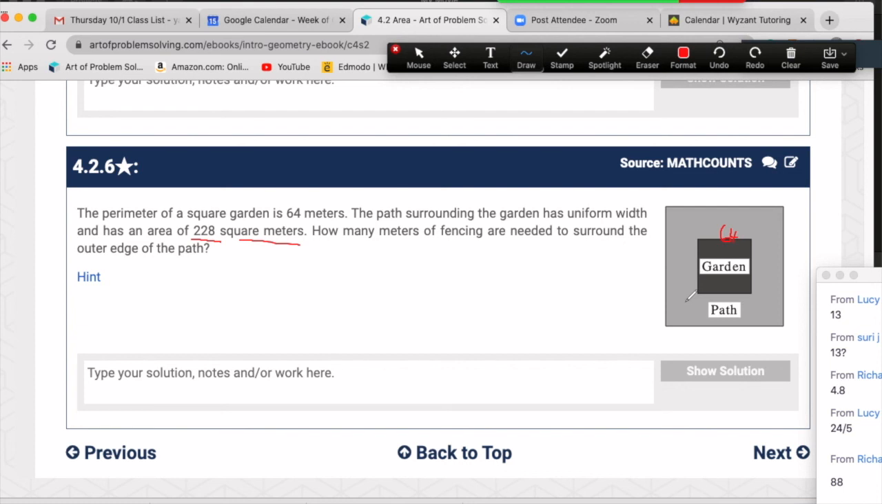From the perimeter of this garden, 64 divided by 4, you get each side of this garden equals 16, right? Then they tell us the area of this green path is 228. Now let's see. Suppose each side of this large square equals x. Then we get x squared minus 16 squared, that's the area of the path, gives us 228, right? So then you can solve for x.